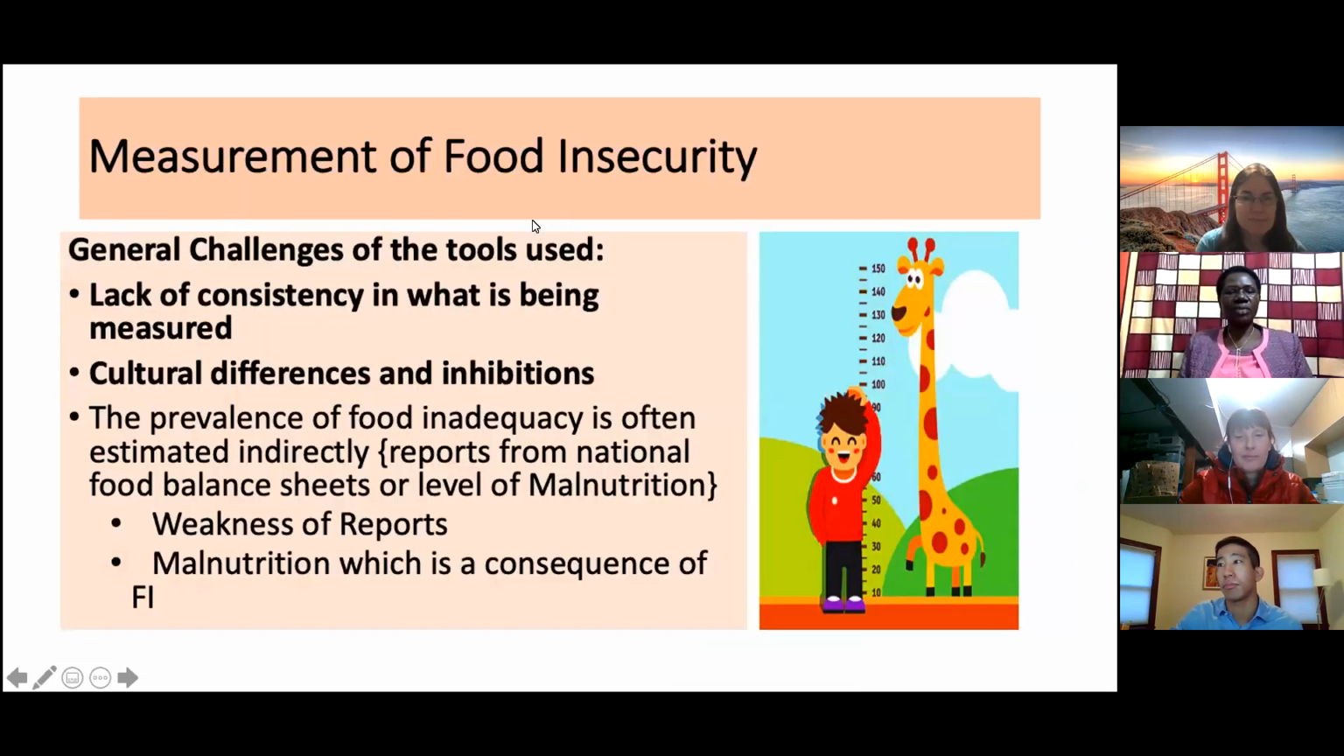I'll talk a bit about the measurement of food insecurity, and also a bit about the challenges of applying this to children. In general, the tools are available, but they tend to lack consistency in what is being measured. And there's also the whole aspect of cultural differences and inhibitions that play up. Again, applying some of these reports, depending on national balances or even the level of malnutrition, has limitations because reports have weaknesses of memory, and malnutrition is in itself a consequence of food insecurity. It's like putting the egg before the chicken.